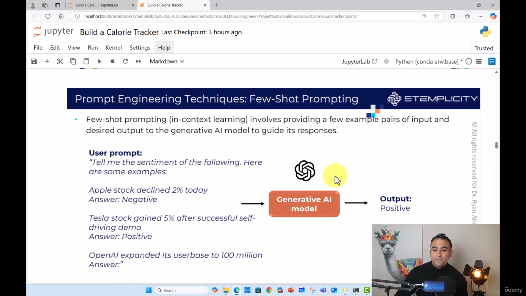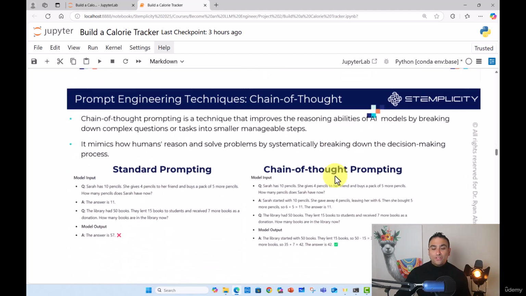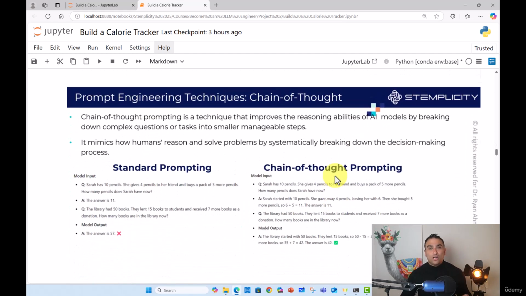Okay, so the third technique that I wanted to cover is what we call chain of thought prompting. The chain of thought prompting technique improves the reasoning ability of artificial intelligence models by breaking down complex questions or tasks into smaller manageable steps. Let me show you what I mean.